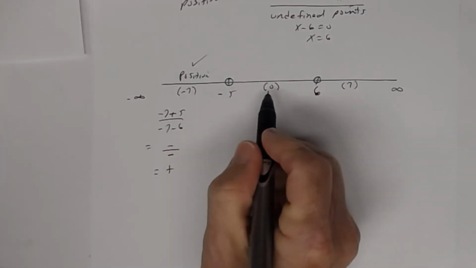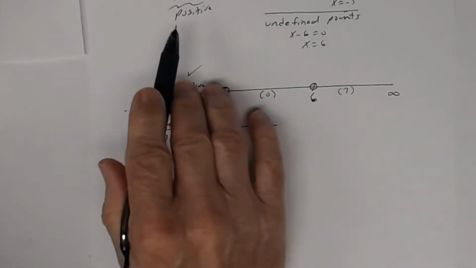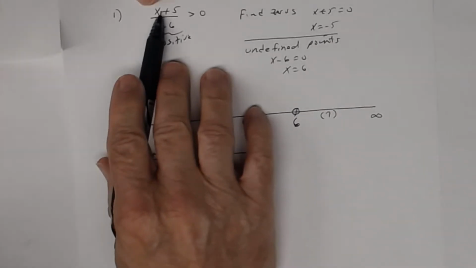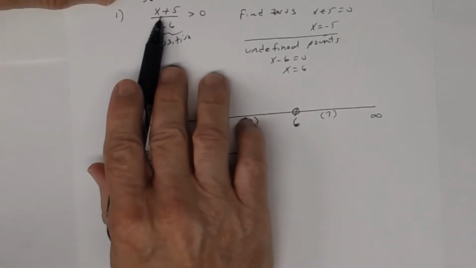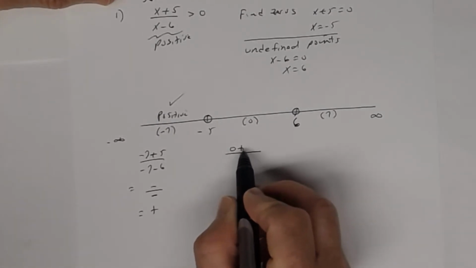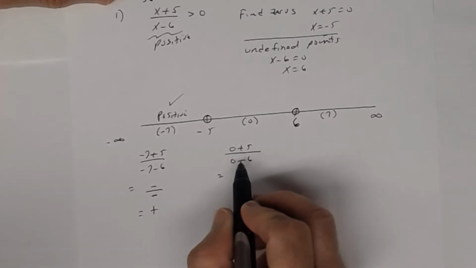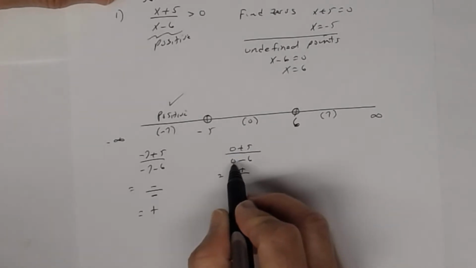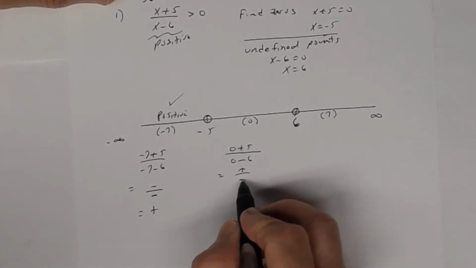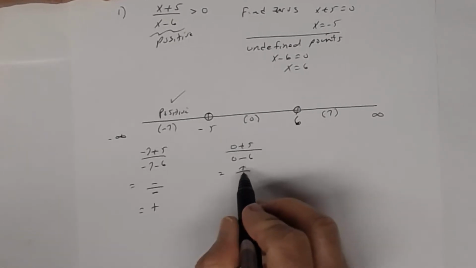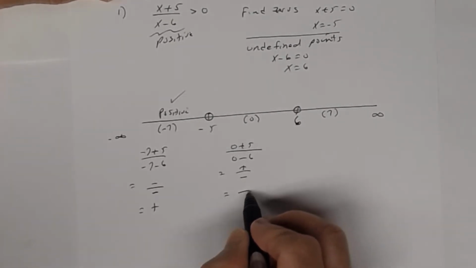All right, the next test point is 0. So go back up here again. Where we see the variable x, you're going to substitute 0. So 0 plus 5 divided by 0 minus 6. The numerator, 0 plus 5, is a positive 5. 0 subtract 6 is a -6. That's a negative number. A positive divided by a negative is a negative.